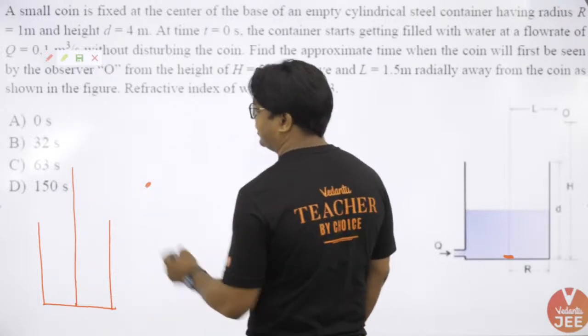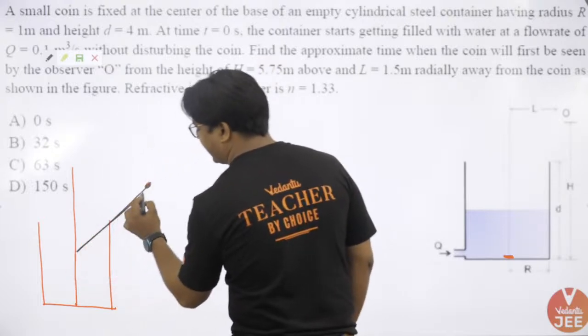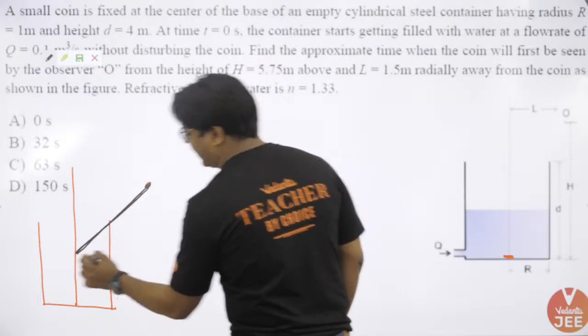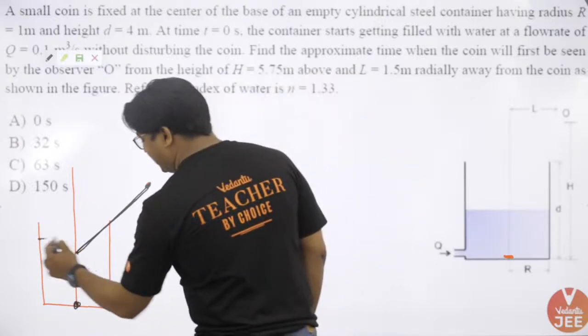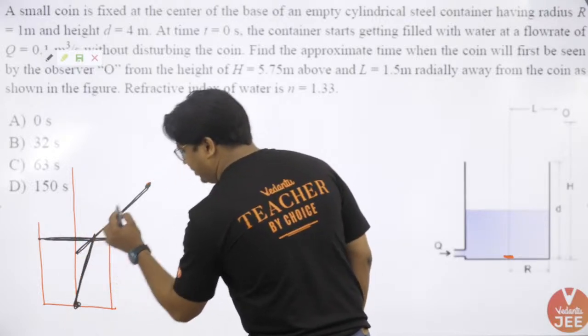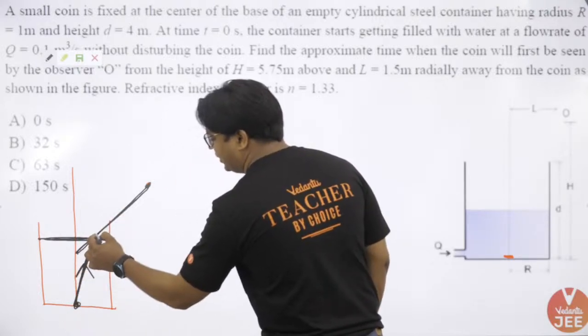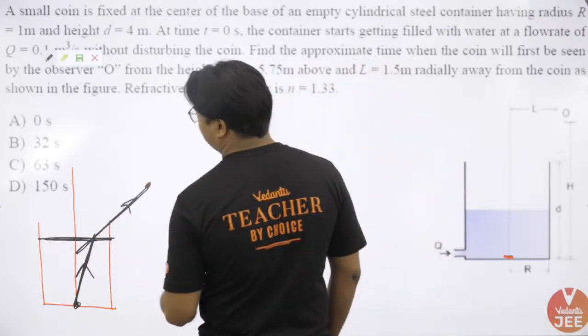Like the observer is somewhere here, okay. So the line of sight of the observer cannot reach this point. But when enough water is filled, the figure can become like this. Then the ray from this coin can reach the observer's eyes, okay.